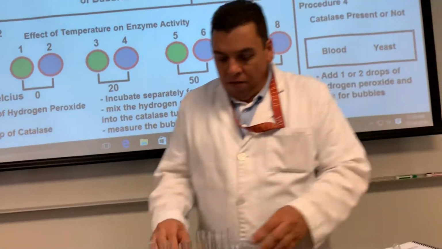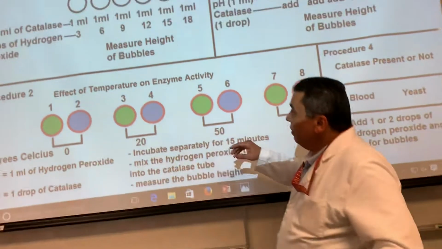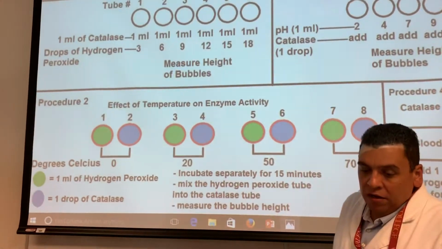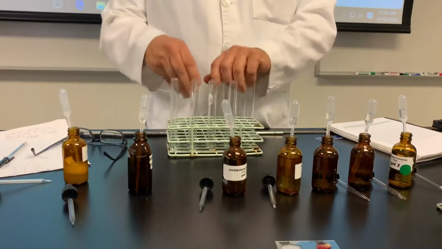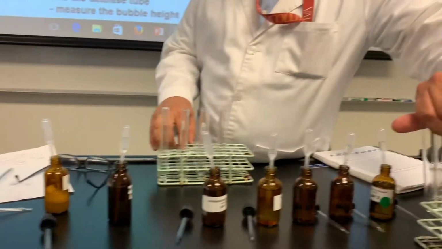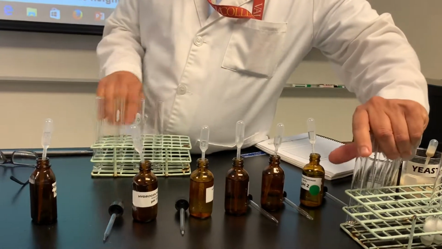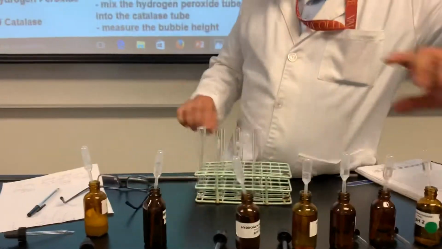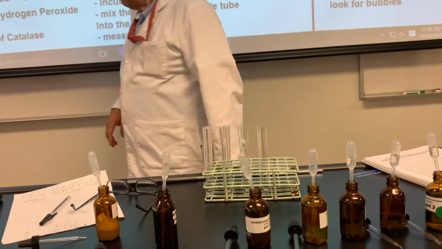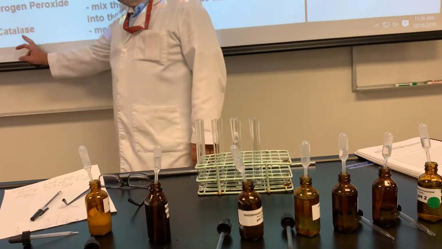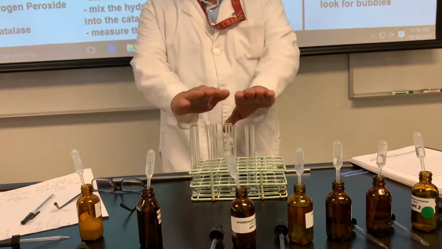Okay. The next one is the temperature one. Now you may not have noticed me do this, but I did this. I set this up while you guys were taking the exam, and it's these guys right here. It tells you that you're going to have one tube with 1 ml of hydrogen peroxide and another tube with 1 drop of catalase. I have them right here.